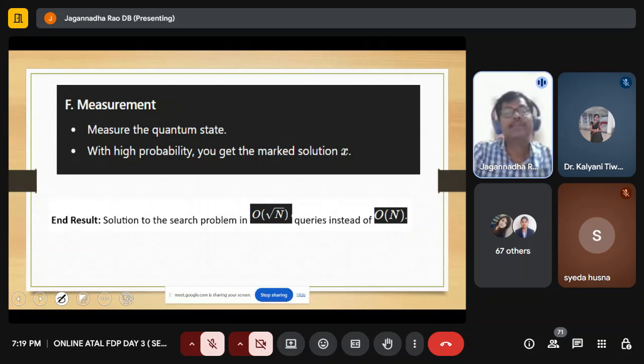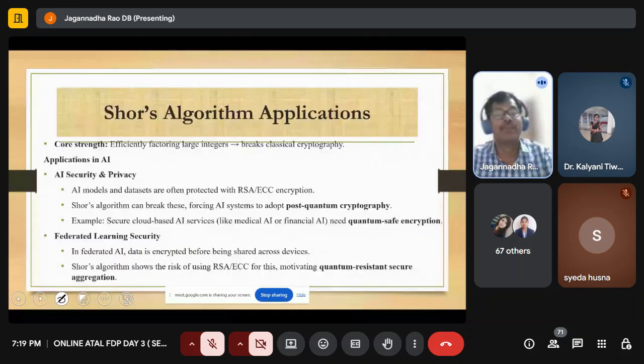What are the real-time applications you have in Shor's algorithm? Efficiently factoring large numbers, as we already know, breaks classical cryptography. That's why tech companies are going for cryptography security nowadays. Applications in AI: AI models and data sets are often protected with RSA or ECC encryption. Shor's algorithm can break these, forcing AI systems to adopt post-quantum cryptography. So that's why we are focusing on the post-quantum cryptography concept nowadays.